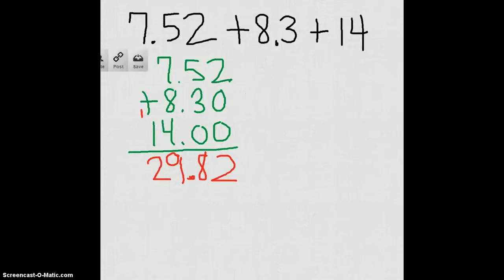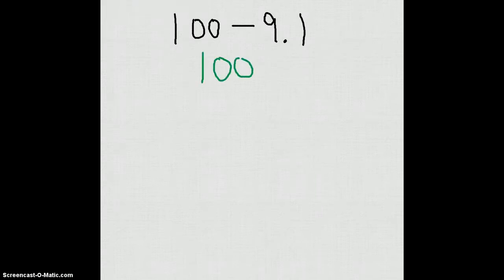Let's look at a subtraction problem. We have 100 minus 9.1. Again, line everything up vertically. So we have 100, and I'm going to add a decimal point and some zeros, minus 9.1, and then subtract.